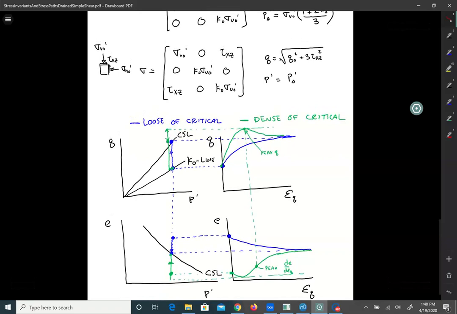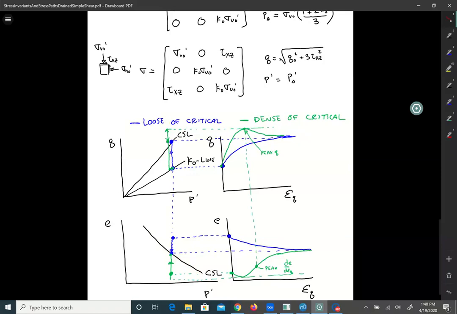So let's come down here and look at what happens now if we have one sample of sand that's loose of critical state. The blue lines are all loose of critical. What that means is that the void ratio is starting out here above the critical state line. The soil is looser than it will be at failure because it's starting above the critical state line.